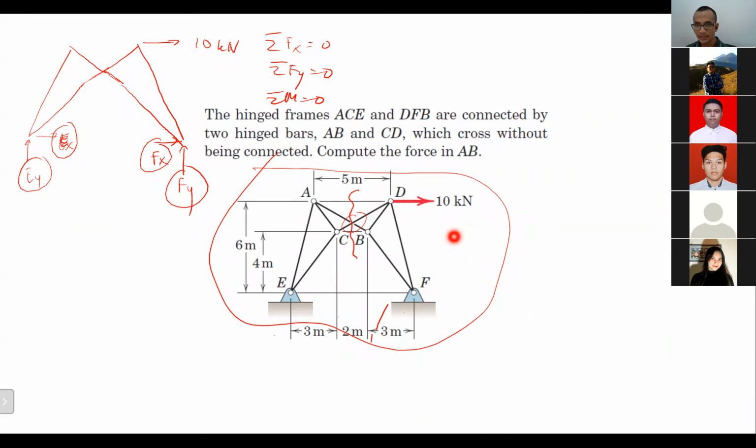By doing that cutting, remember in the middle, CD and AB are not connected. So if we cut it this way, AB and CD, those two will become external forces, and those two have no connection to each other. Now we can draw one free body diagram. The left one will become like this.